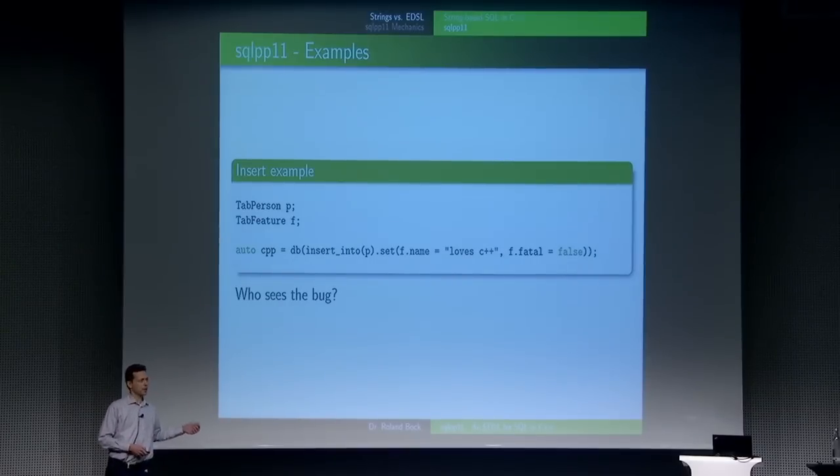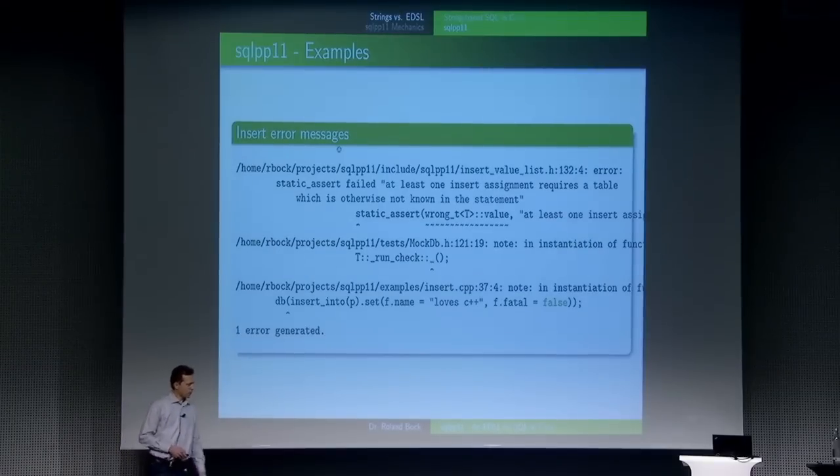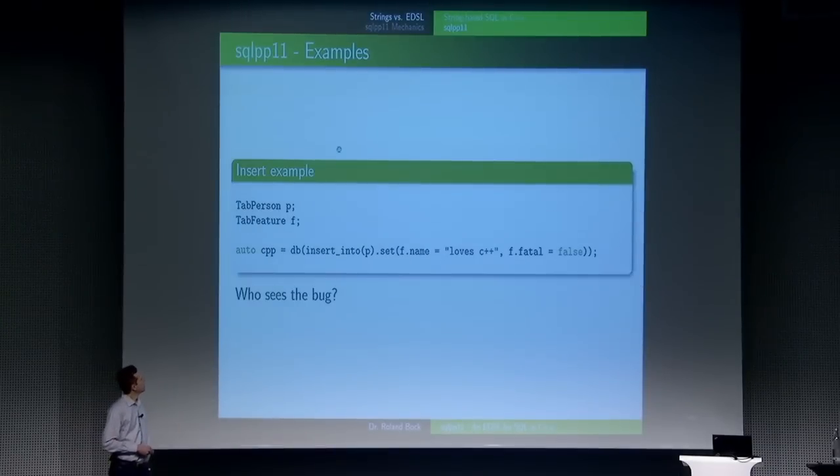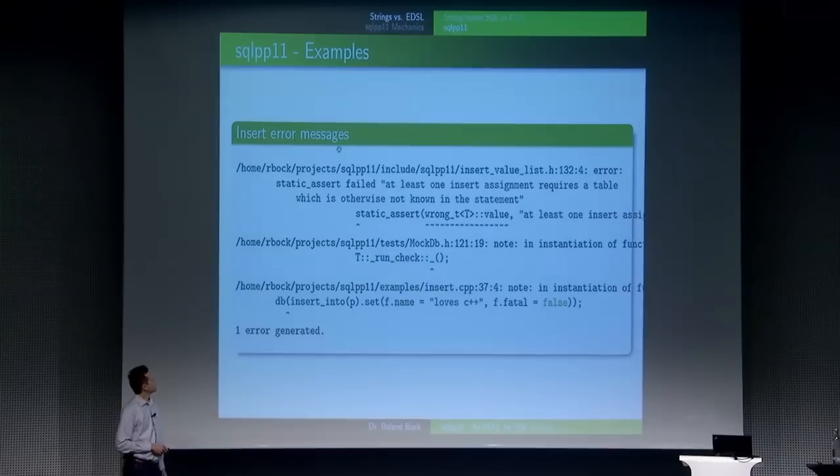in the string-based libraries. I've shown you a couple. Hard to find, but with this library, the first thing that it does is it says, well, at least one insert assignment requires a table which is otherwise not known in the statement. That is exactly it. One of these insert assignments, at least one of these. So this one, for instance, uses a table feature which is otherwise not known in the statement. And this into thing is the one thing that brings tables to be known into the statement. So that is a very concrete message.